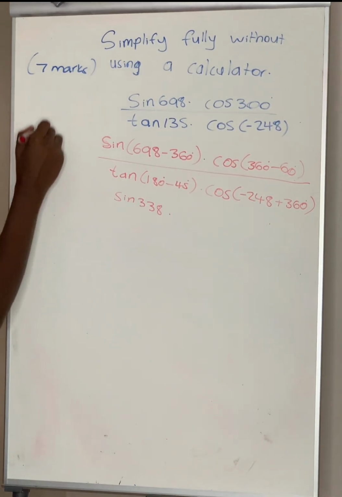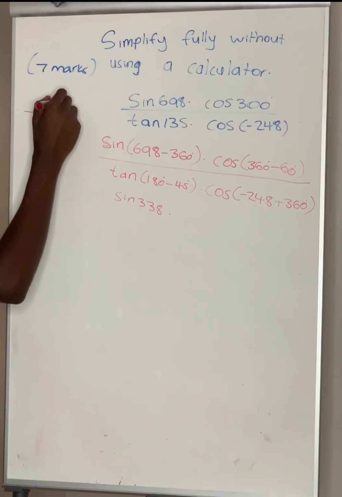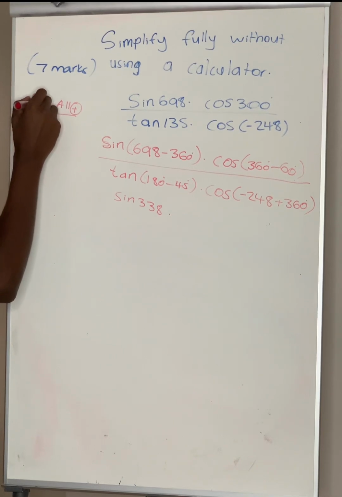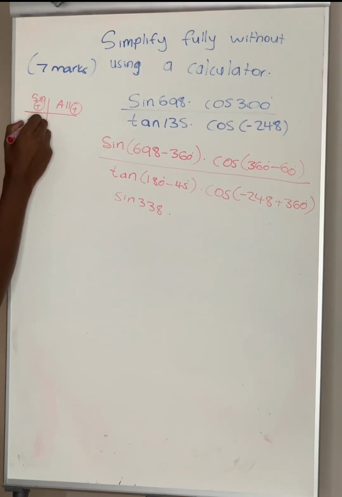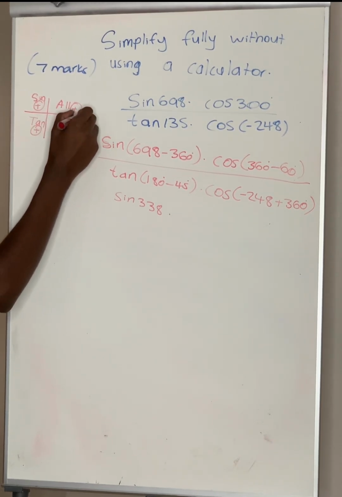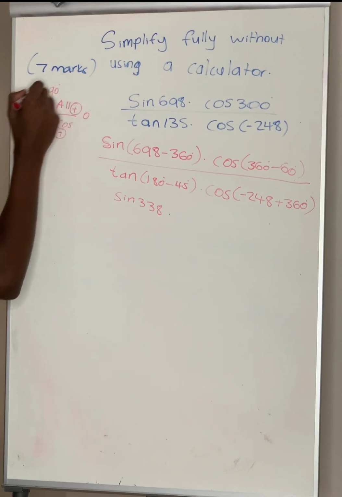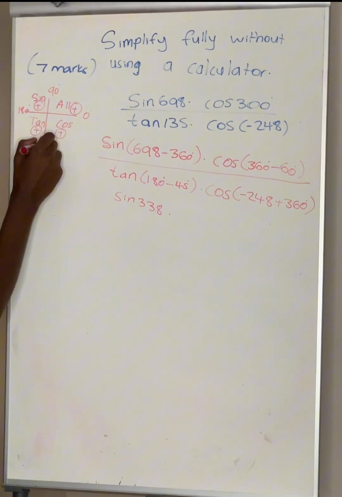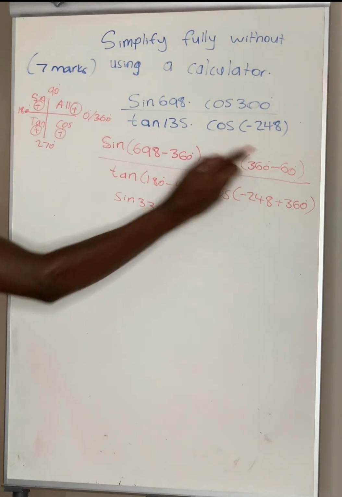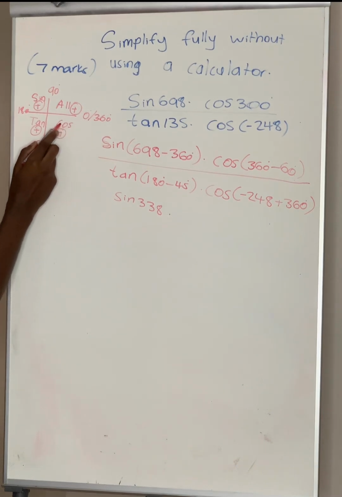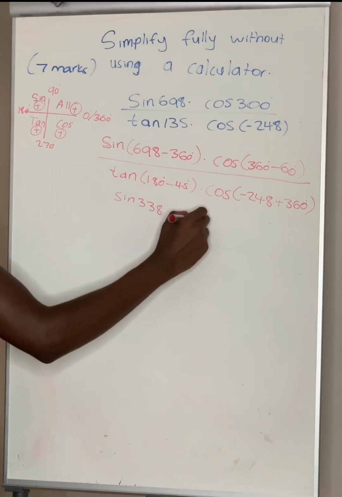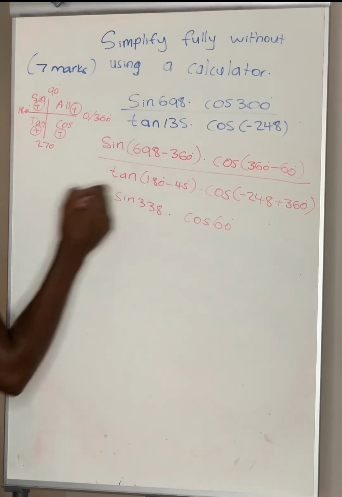When we look at our Cartesian plane, we have all trig ratios positive in the first quadrant, sine is positive in the second quadrant, tan is positive in the third quadrant, and then cos is positive in the fourth quadrant. So it's 0, 90, 180, 270, and then back to 360. Now 360 minus 60, you land in the fourth quadrant, and cos is positive there. So it's going to be a positive cos 60 degrees.